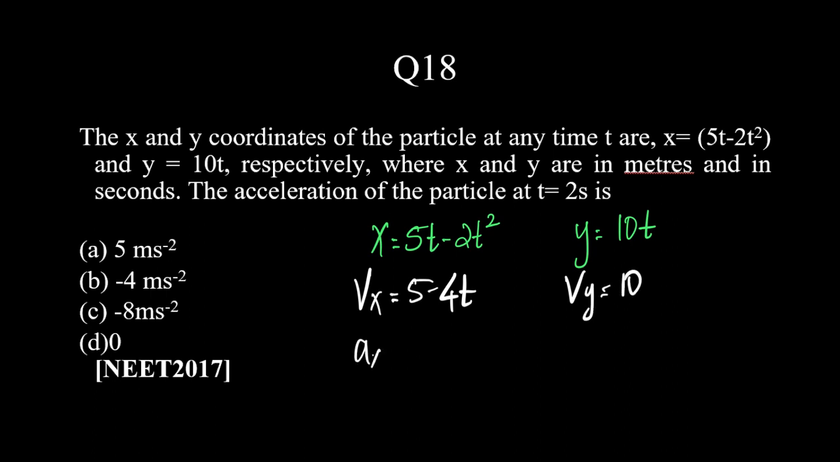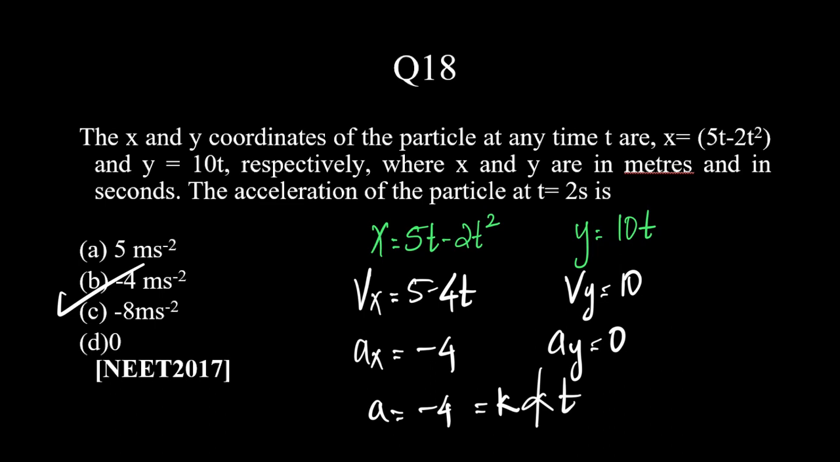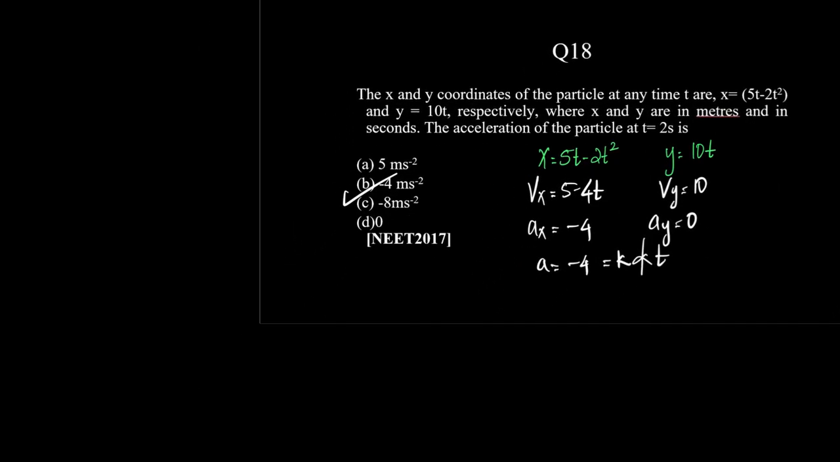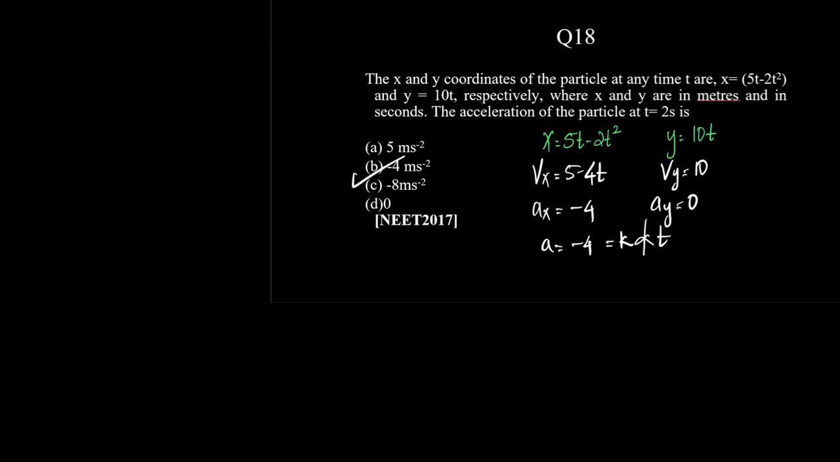10, so ax is minus 4 and ay is 0, and a is root of ax square plus ay square. Okay, we're doing this for examination purposes, so a is just minus 4. So a is a constant and is not proportional to time, so minus 4 is the correct answer, in less than 1 minute, as simple as that. But let us now understand how to approach this question.